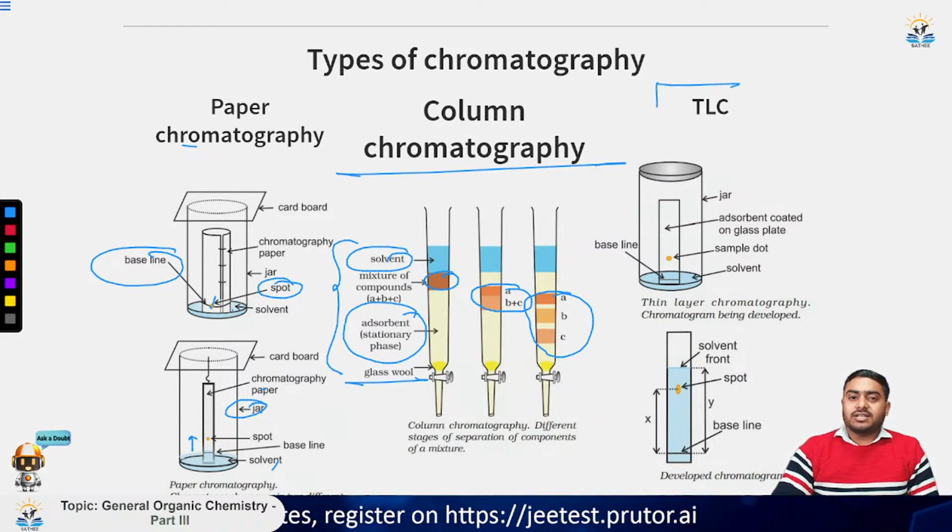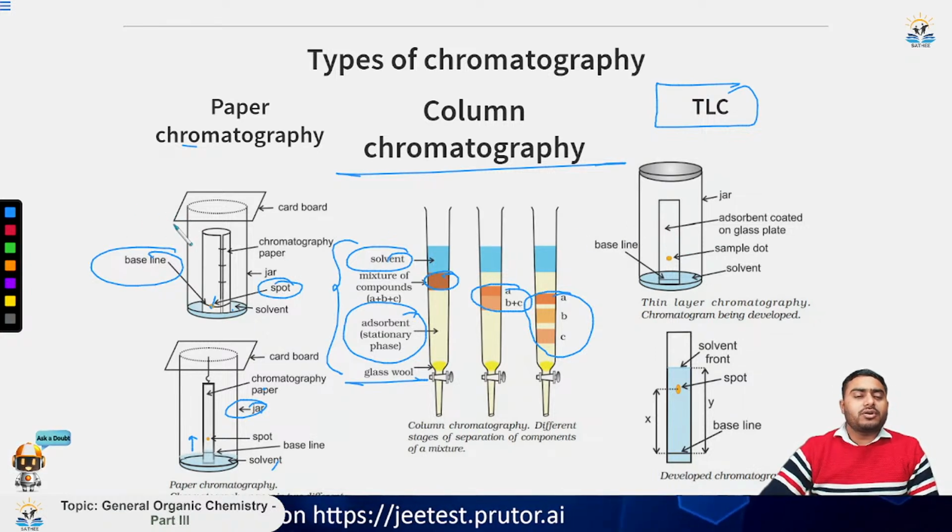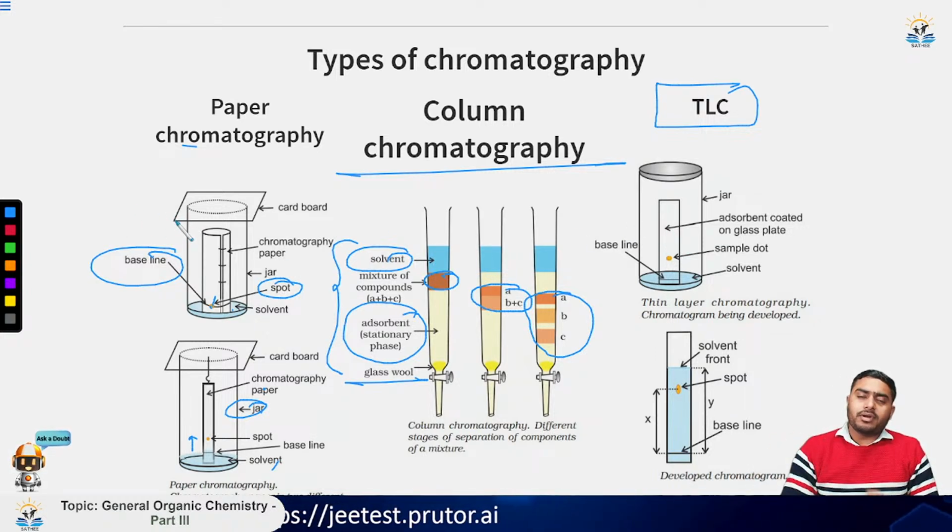Next one is TLC, thin layer chromatography. The thin layer chromatography and paper chromatography are similar, like in paper chromatography we have to use chromatography paper.